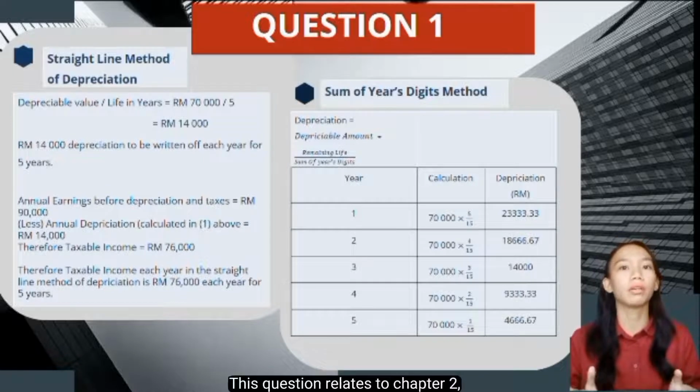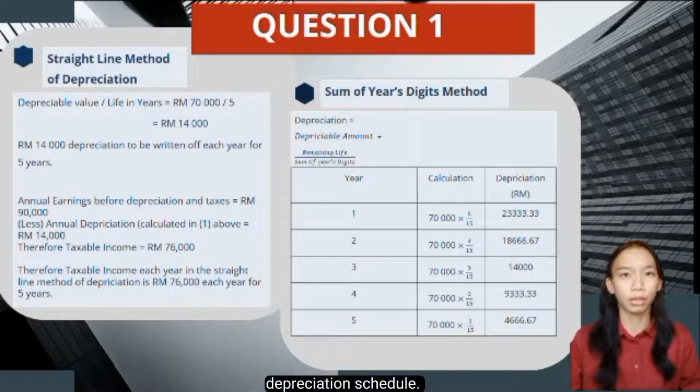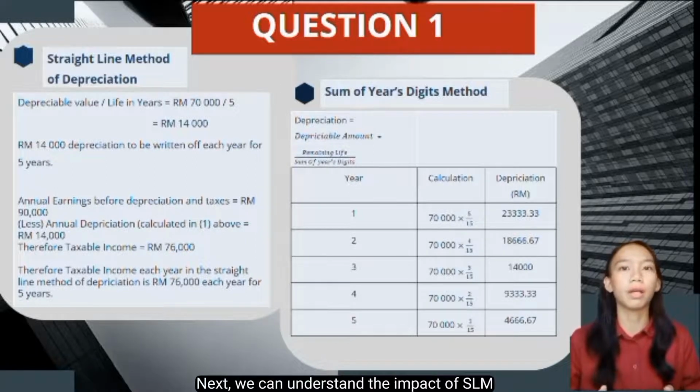This question relates to chapter 2. The learning outcome is that we learn to construct the SLM depreciation schedule. Next, we can understand the impact of SLM annual depreciation on the book value of the asset per year.